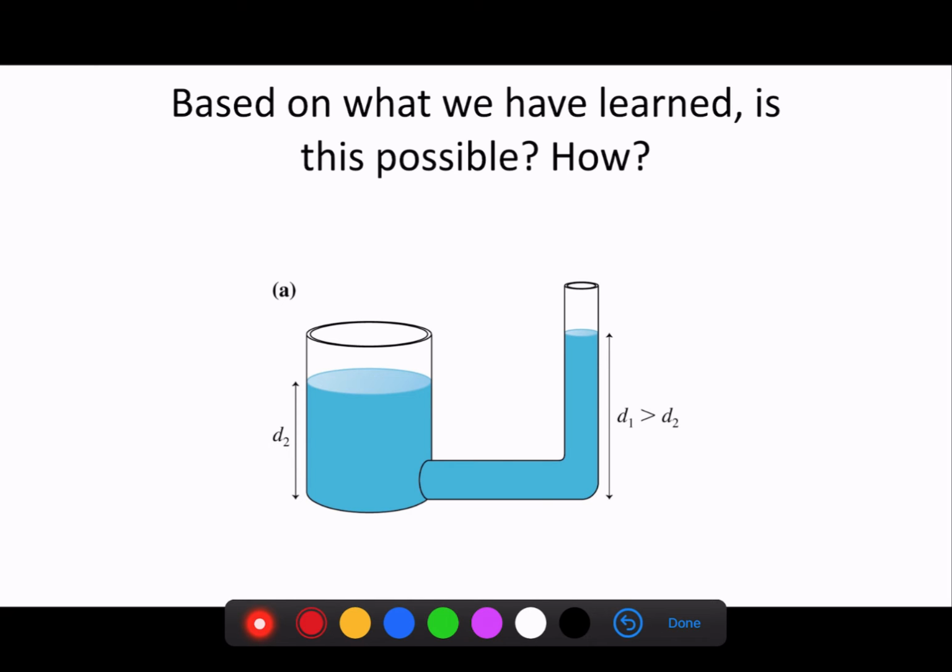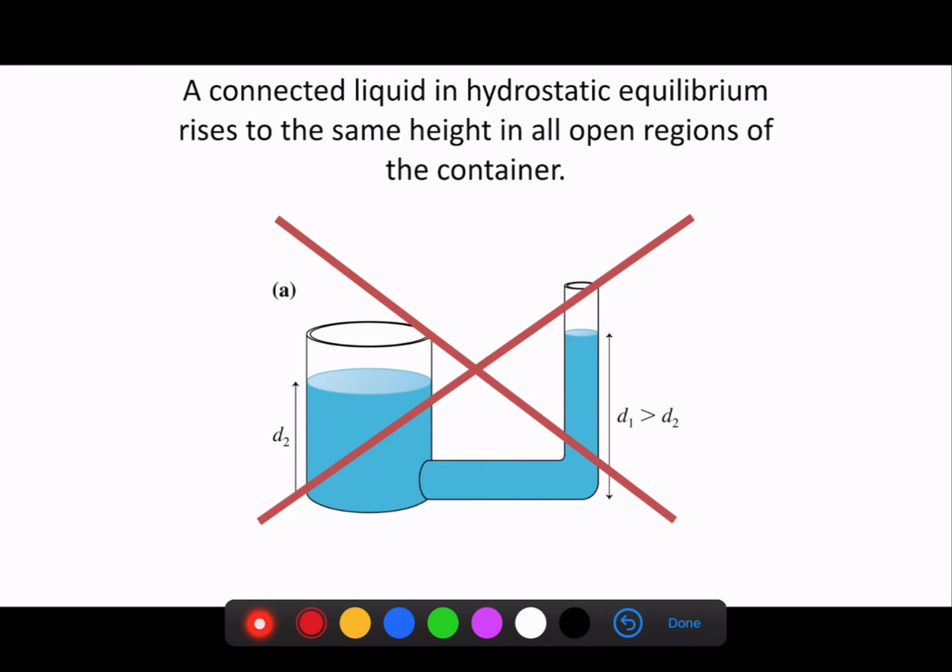All right, so our question was, is this situation possible? The answer is no. A connected liquid in hydrostatic equilibrium, meaning the liquid is not moving, rises to the same height in all open regions of the container. Now, why is that? It has to do with the fact that the pressure up above is the same for both of those points. So if you use our formula we just derived, if the atmospheric pressure at both of the open points is the same, then the pressure at a given depth also has to be the same.